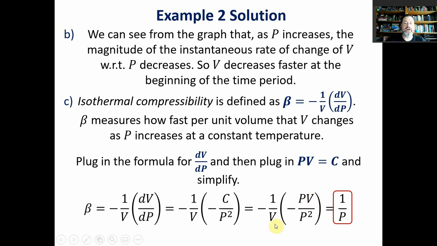So we have a V in the numerator, V in the denominator. So we're sort of saying, doesn't matter what the volume is. We're saying per unit volume. So the volumes cancel. The negatives cancel. And one of the P's cancels. And you're left with just 1 over P.